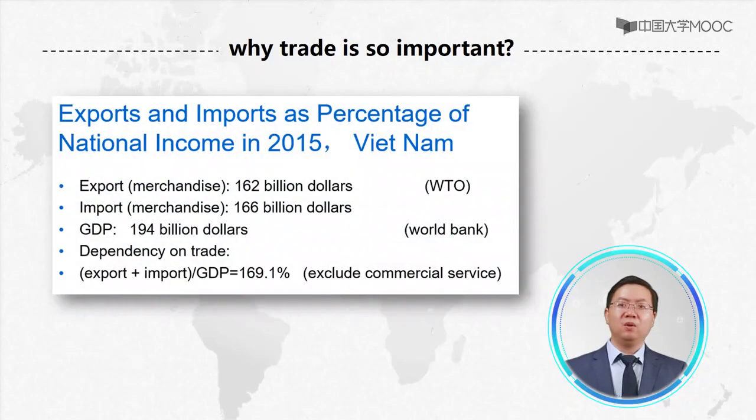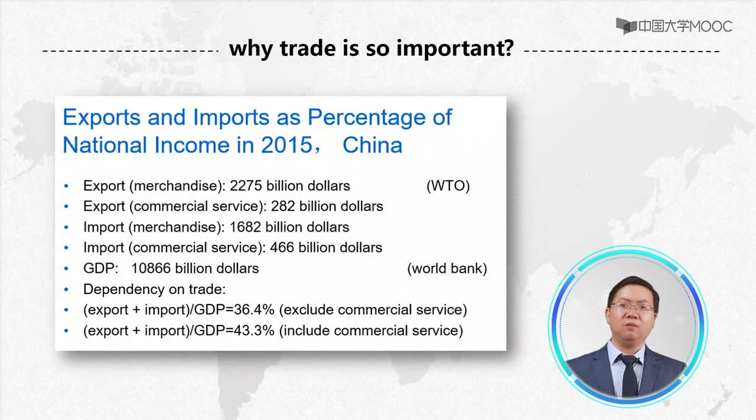For example, Vietnam's trade dependency reached nearly 170% in 2015, even excluding service trade. How about China? We can find that in 2015, including service trade, China's trade dependency amounted to 43.3%, still very high.